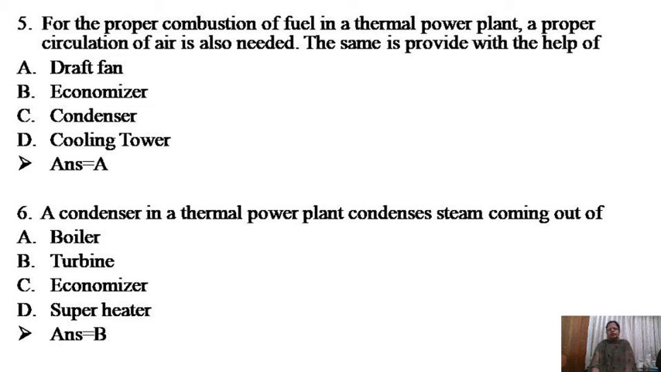The sixth one: a condenser in a thermal power plant condenses steam coming out of the option A, boiler; option B, turbine; option C, economizer; option D, superheater. A condenser in a thermal power plant condenses the exhaust steam coming out of the turbine.